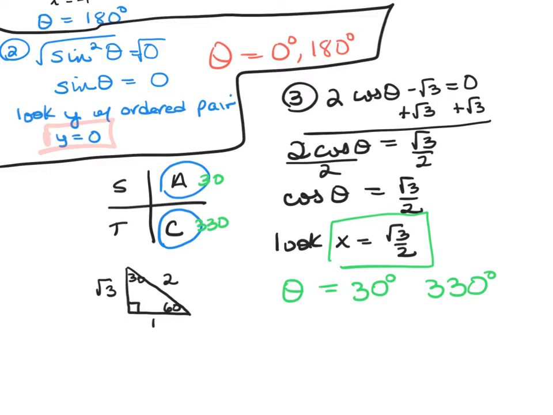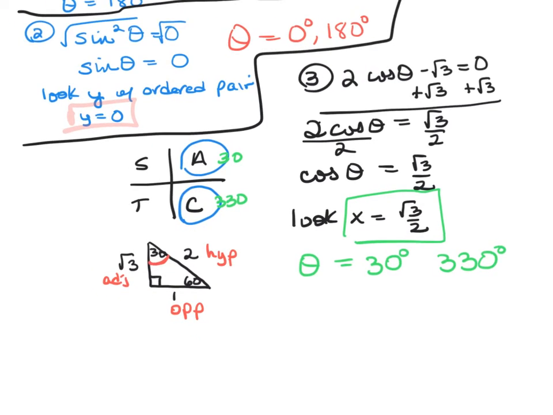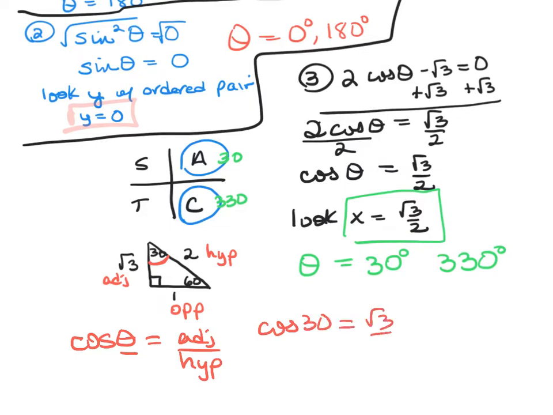So let's label the sides based on the 30 degree as my reference angle. This would be the side opposite, this would be adjacent, and this would be hypotenuse. So if I'm doing cosine, remember cosine is adjacent over hypotenuse. Let's say I'm going to test out to see if the reference angle is 30. So cosine of 30 would be adjacent over hypotenuse, which is what I was looking for. So my reference angle is 30.